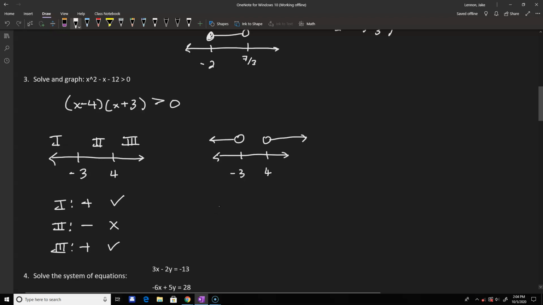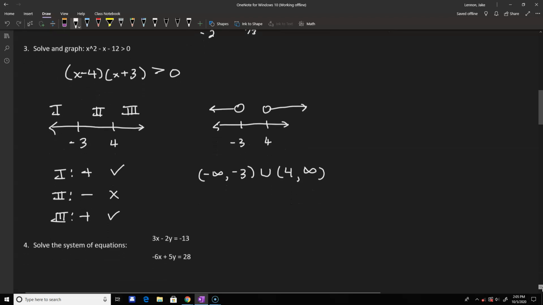And so our interval notation, we just do each part individually, negative infinity up to negative 3, and 4 up to positive infinity. And then to join two distinct regions, we put that U for union in the middle. So that would be our interval notation for number 3 there.